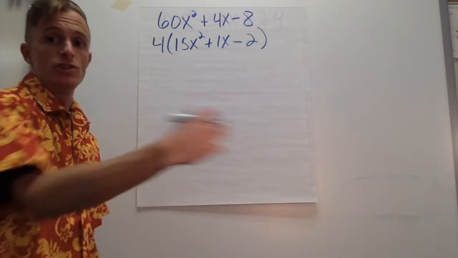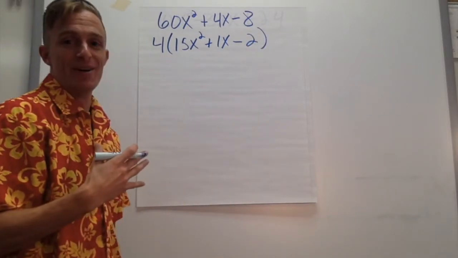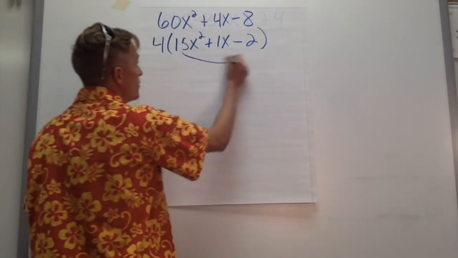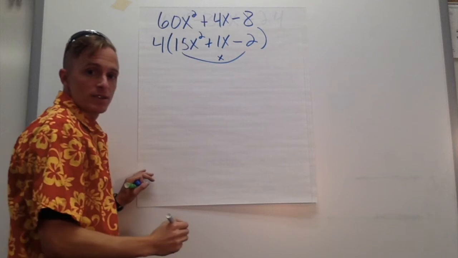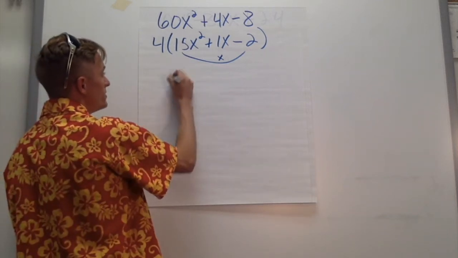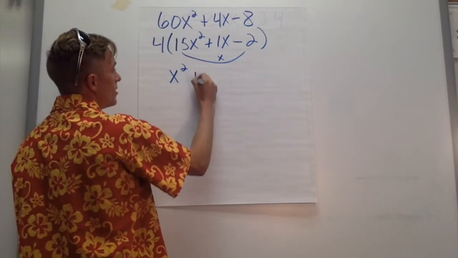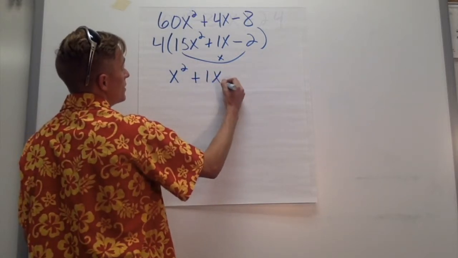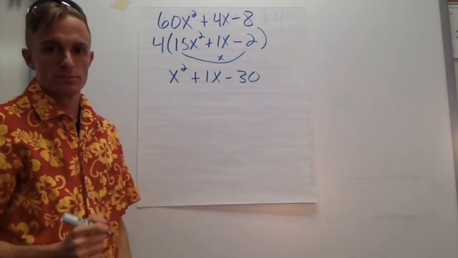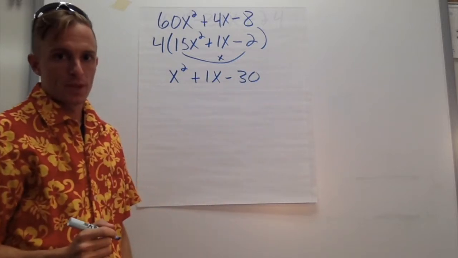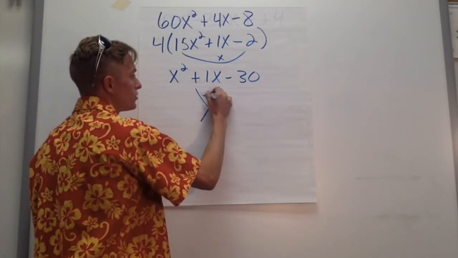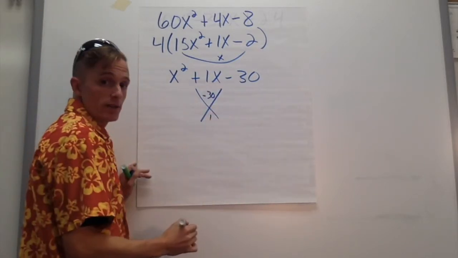All right, GCF of 4 out. Now what we do is we multiply the first number times the last number, so 15 times negative 2, and we drop the 15. It becomes x squared plus 1x minus 30. Okay? So, let's factor this. What two numbers multiply to negative 30 and add to 1?